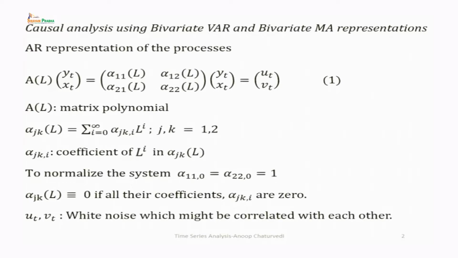In this lecture, we are going to consider various causality tests. First, we will consider different causality tests for bivariate time series models. Then we will also discuss when you have more than two time series, and we consider the causality test for more than two time series processes. Now, we consider causal analysis using bivariate VAR and bivariate MA representations.